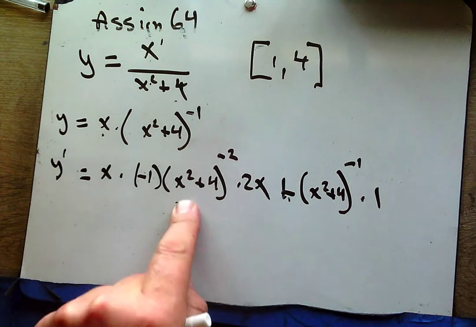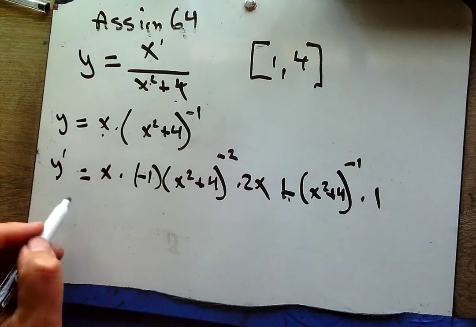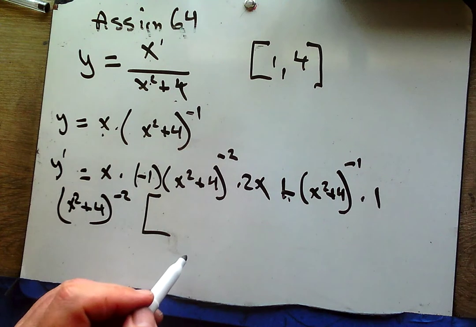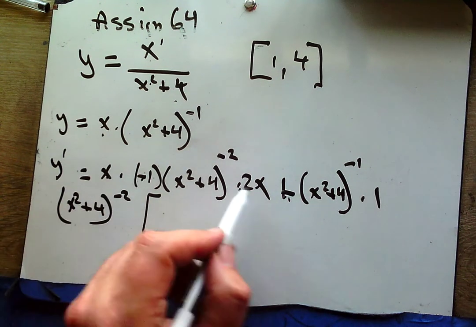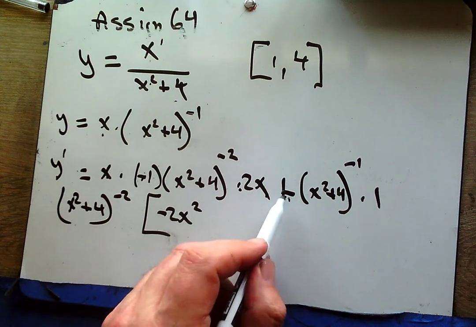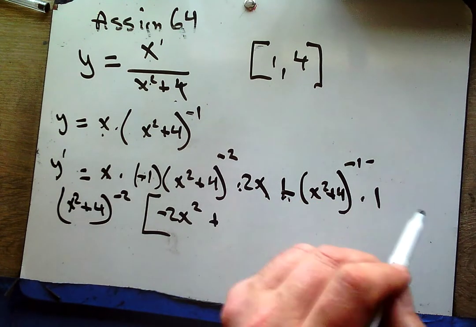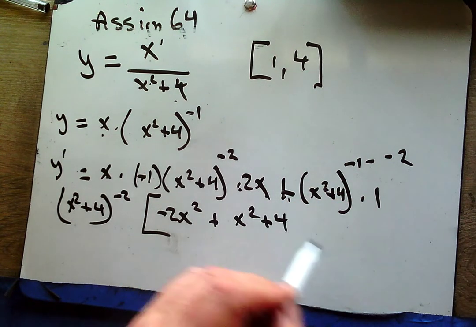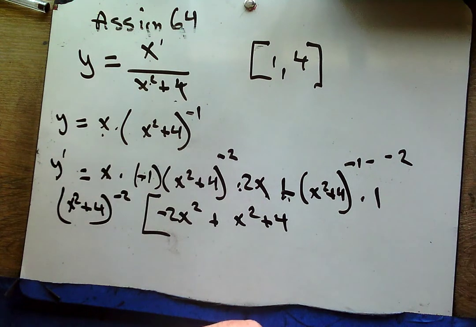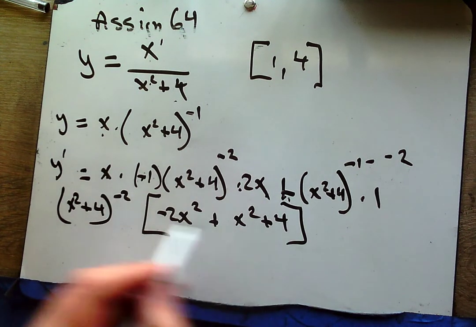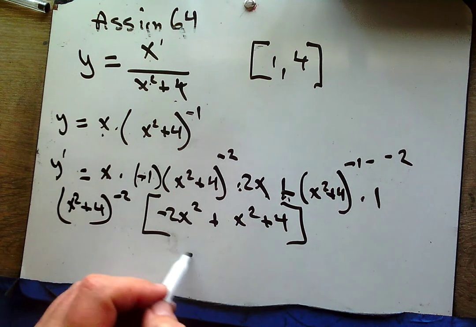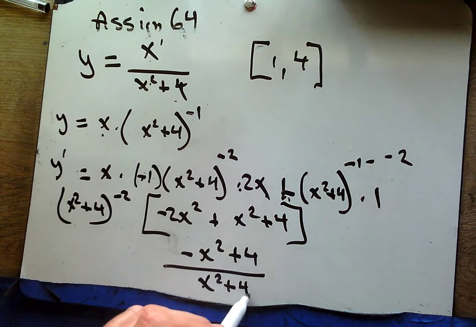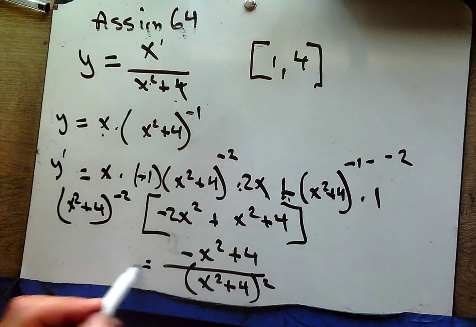Okay, I'm going to factor out the smallest power, and that's going to be x squared plus 4 to the negative 2, and what's left over? Well, I've got a negative x times 2x, that's negative 2x squared. And then I've got this plus sign, and I factored a negative 2 here. And so that's going to give me x squared plus 4. So then what becomes of this? Well, this is going to be negative x squared plus 4 on top, and here, x squared plus 4 squared on the bottom. There's my y prime.